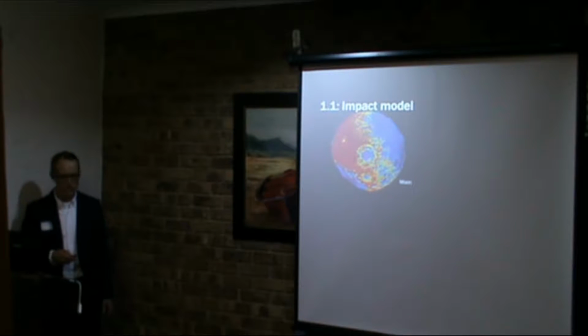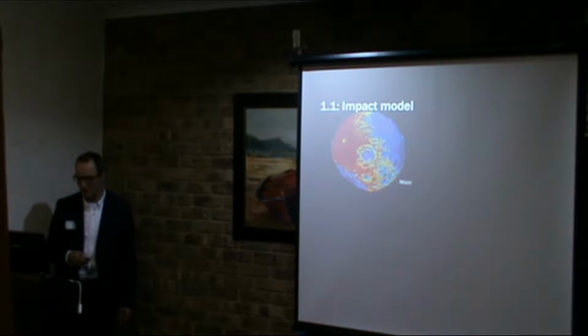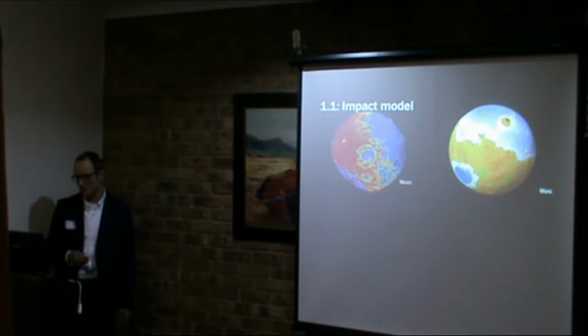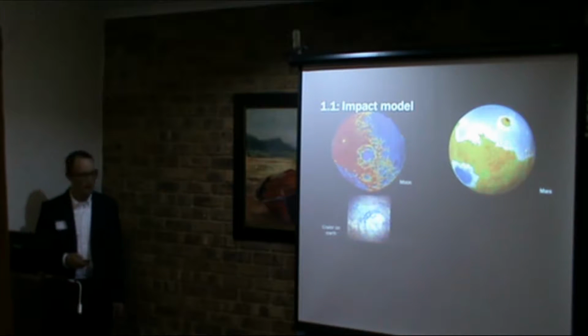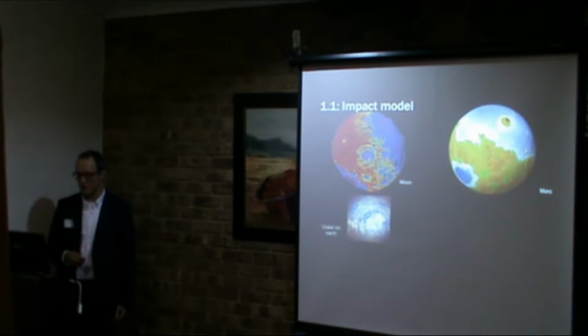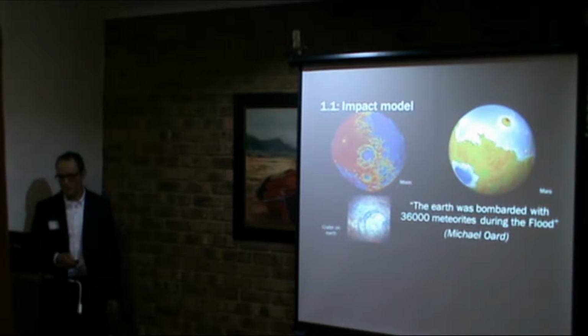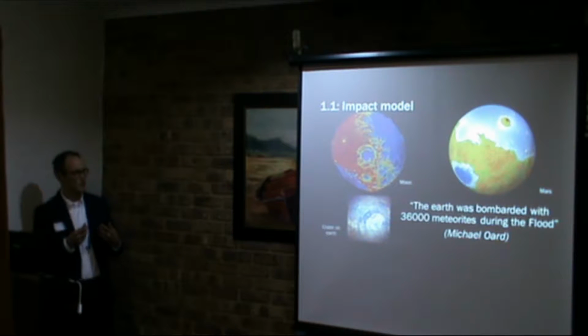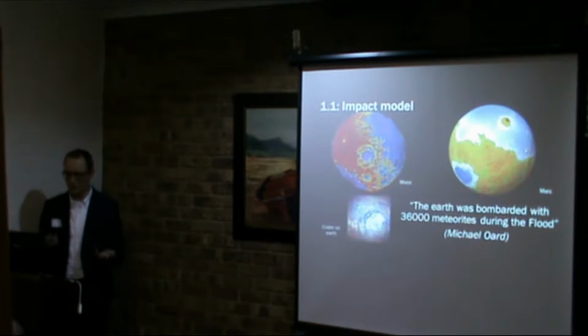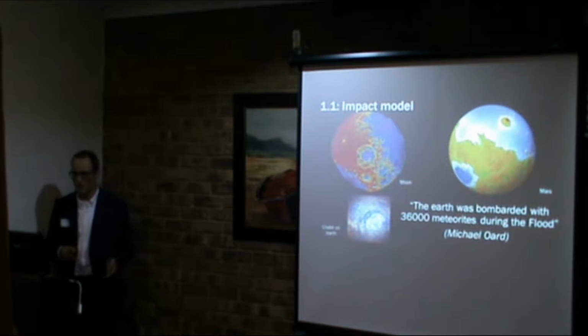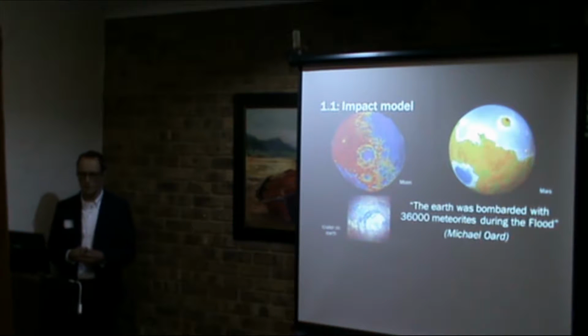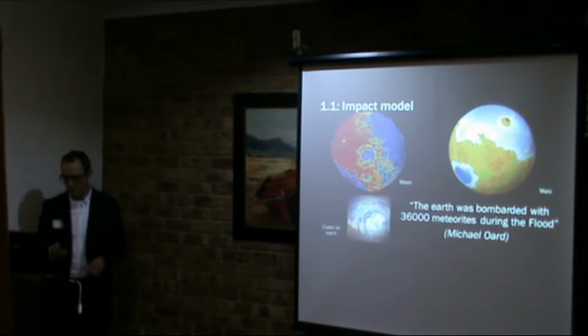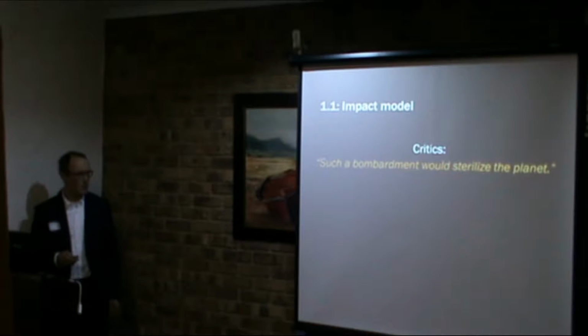If we look at the moon, this is an exaggerated height map. We see a lot of craters, and we see those craters on Mars. We also have the Vredefort crater on Earth. According to Michael Hart, he extrapolated the amount of craters from the moon to the Earth and calculated how many craters we should have on Earth. He says there should have been 36,000 craters with a diameter of 30 kilometers or larger on Earth. Well, that's quite a lot. And critics say such a bombardment would sterilize the planet.